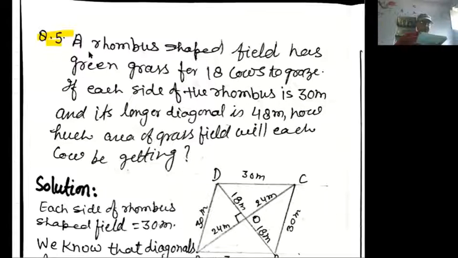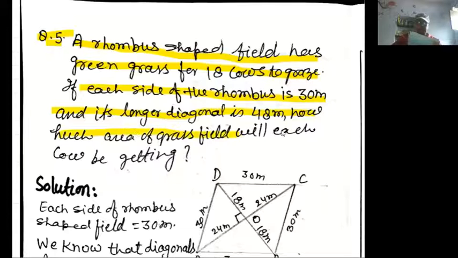A rhombus-shaped field has green grass for 18 cows to graze. If each side of the rhombus is 30 meter and its longer diagonal is 48 meter, how much area of the grass field will each cow be getting?